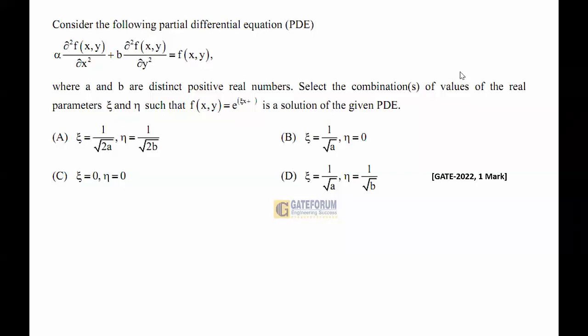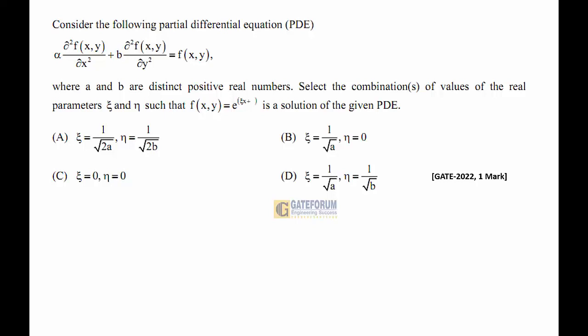The question is, consider the following partial differential equation, PDE. a dou square f of x comma y by dou x square plus b dou square f of x comma y by dou y square is equal to f of x comma y, where a and b are distinct positive real numbers. Select the combinations of values of the real parameters xi and eta such that f of x comma y is equal to e power xi x plus eta y is a solution of the given PDE.